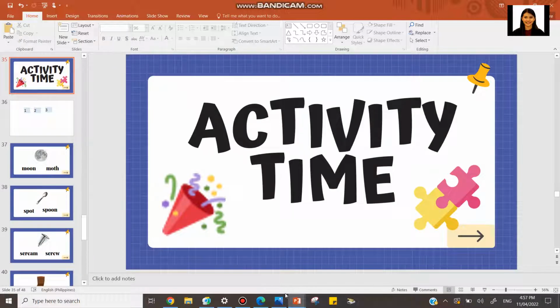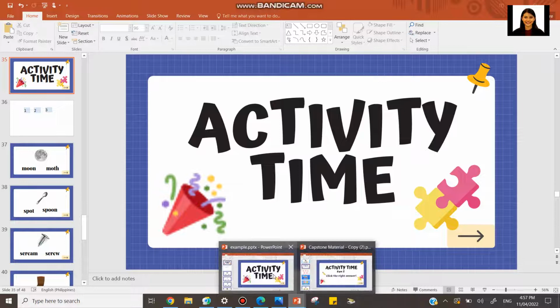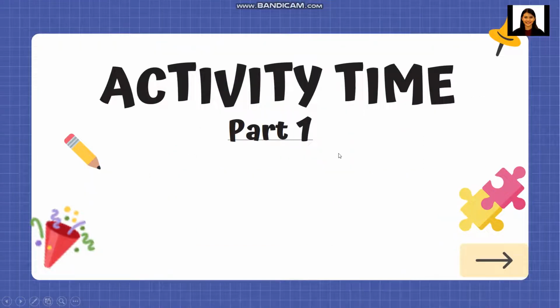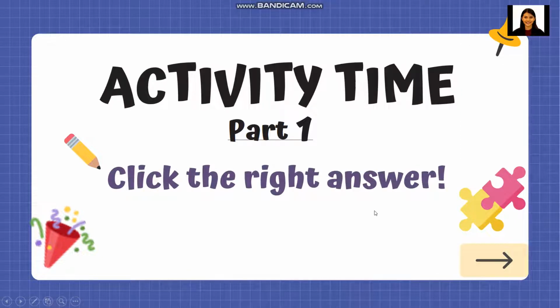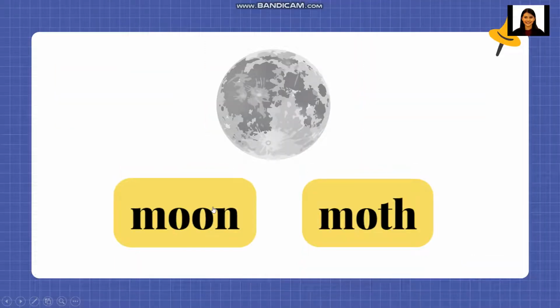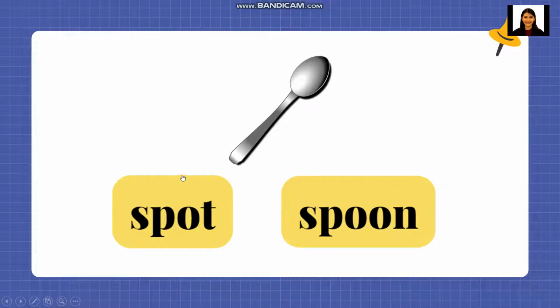So, this is the finished material. I will show it to you. Activity time, part 1. Click the right answer. Number 1, we have moon and moth. We have spot or spoon.